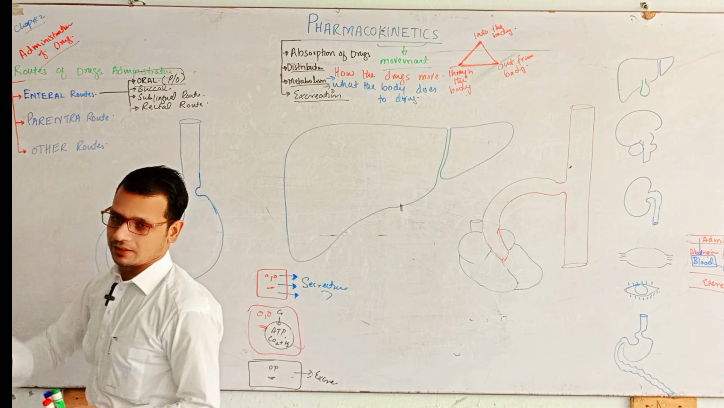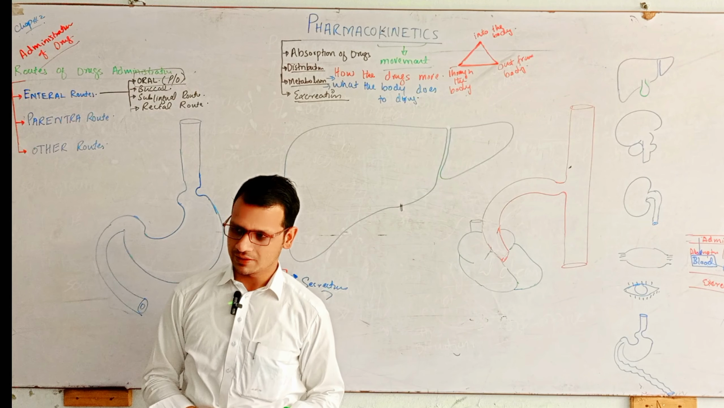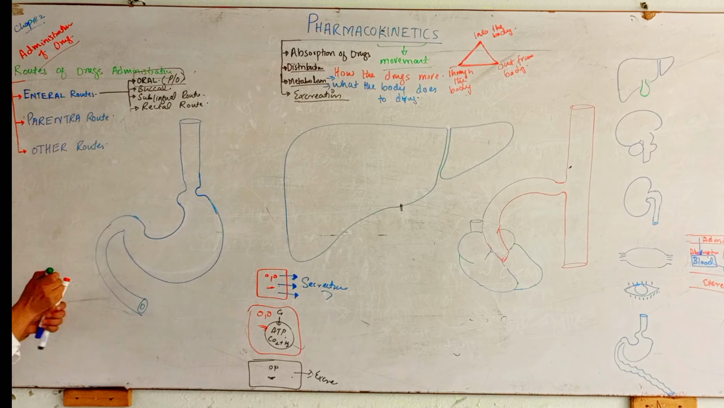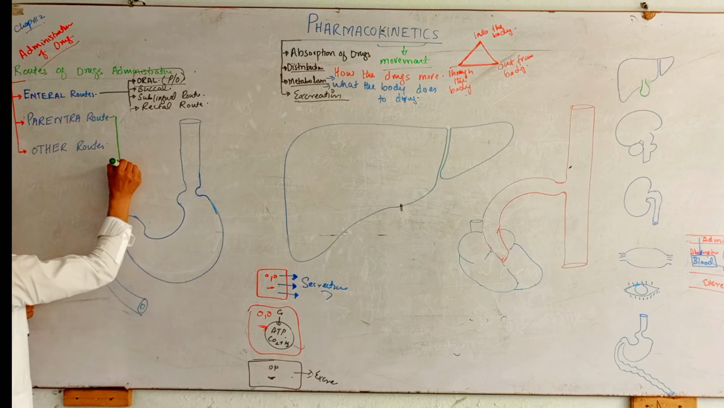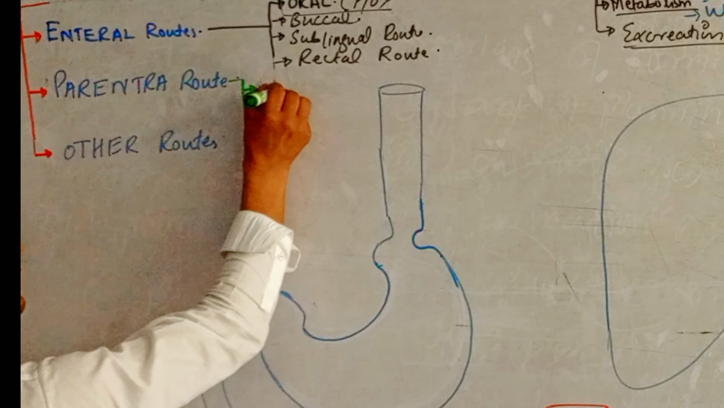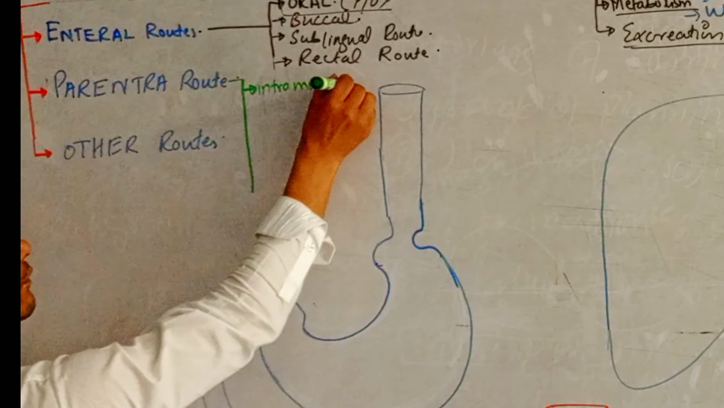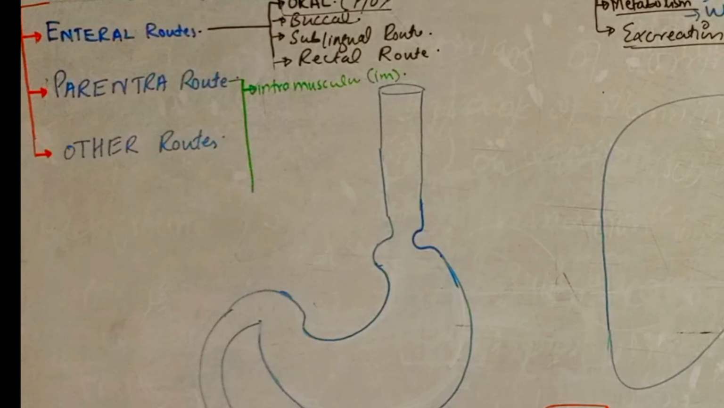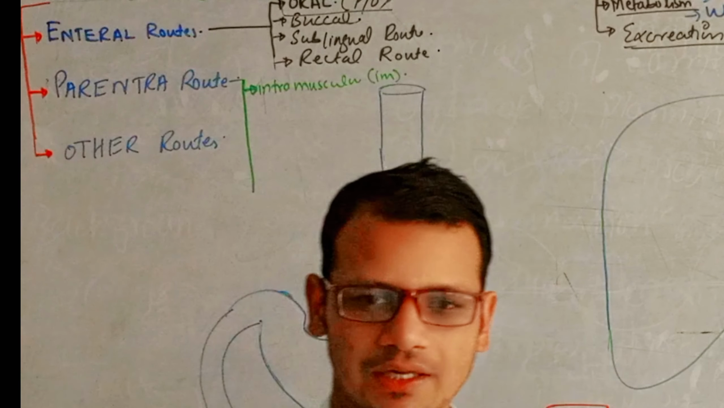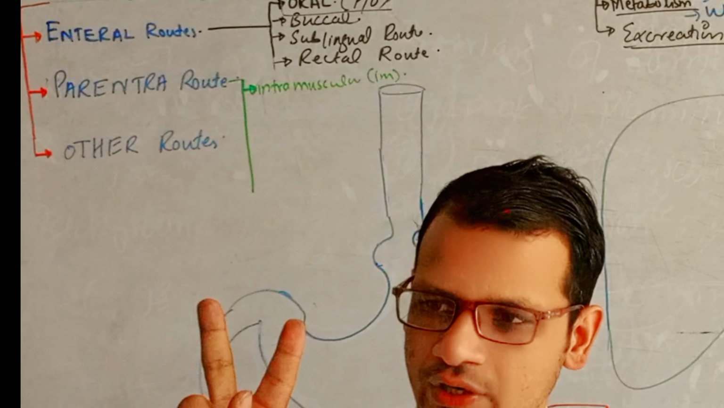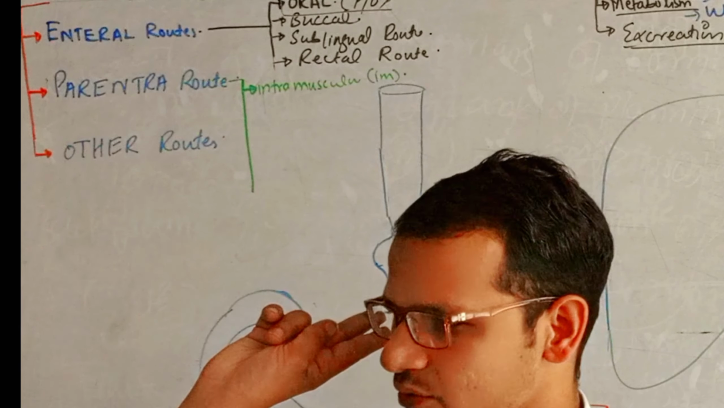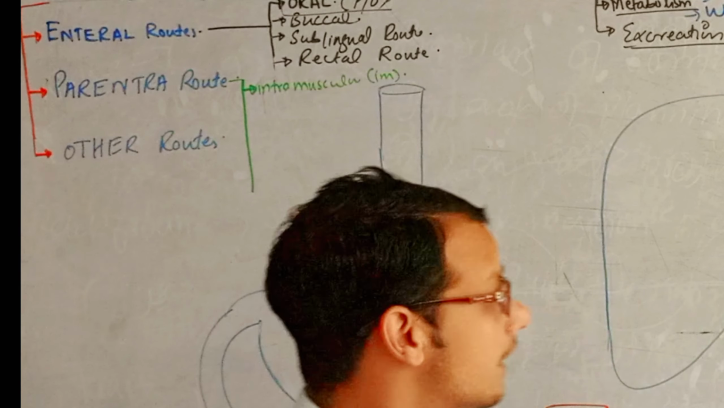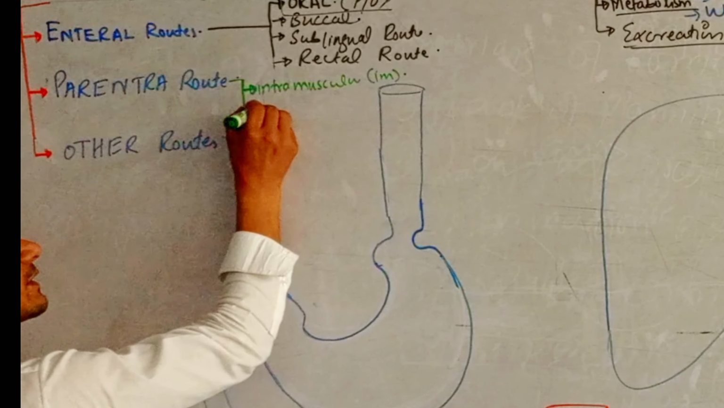The second is parenteral. All the injectables are called parenteral, right? The routes of administration for injections are, first, intramuscular, represented by IM. When you inject a drug into muscles, two muscles are very specific for intramuscular injection: one is the deltoid, the second is the gluteus maximus, right?